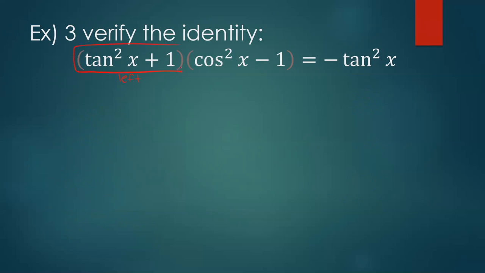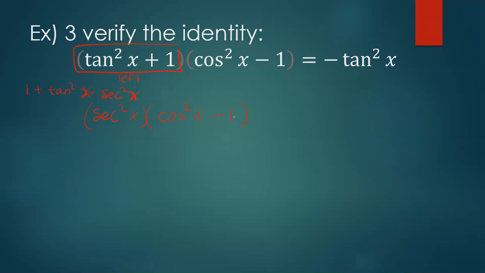You can translate this tan squared x plus 1 using this identity, 1 plus tan squared alpha equals secant squared alpha, right? We can use this now. It should be an x, but you can use x or alpha. We can replace 1 plus tan squared x with secant squared x because of the Pythagorean identity, right? So that would be secant squared x times the parentheses cosine squared x minus 1.